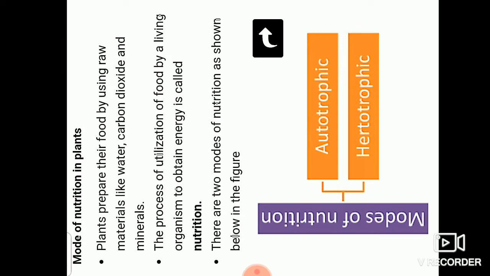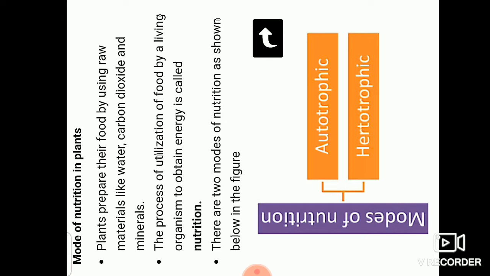Nutrition means how we get, or the plants get, or the animals get nutrients, from where? The first one, plants prepare their food by using raw materials like water, carbon dioxide, and minerals. They directly take water from the soil, carbon dioxide from the air, and minerals also from the soil. The process of utilizing food by a living organism to obtain energy is called nutrition. It means they separate the important parts of the food, like carbohydrates, fats, and proteins, and use them in the essential processes of life.